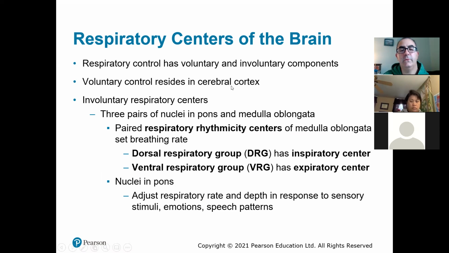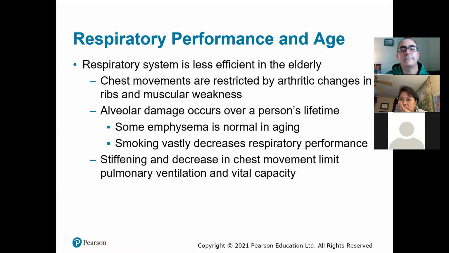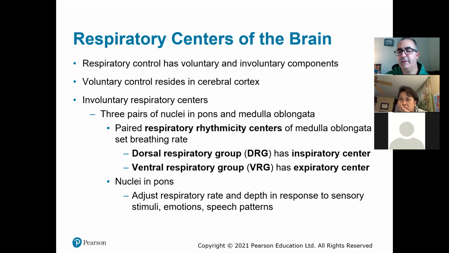You can always override things with your voluntary control centers. You can hold your breath. You can breathe deeper. You can exhale deeper. You can inhale deeper. Anybody know what circle breathing is? Anybody know what that is or heard of it? Really cool technique that some musicians can do.